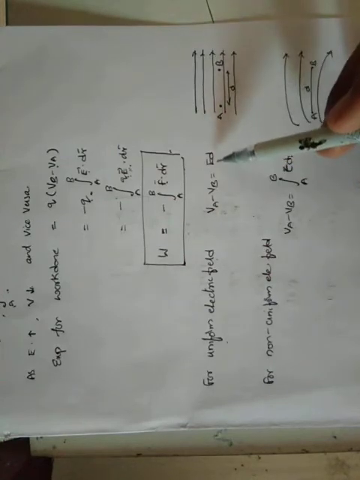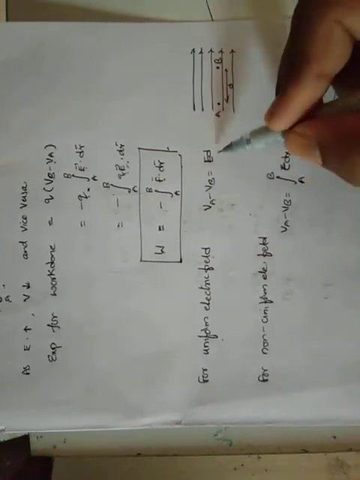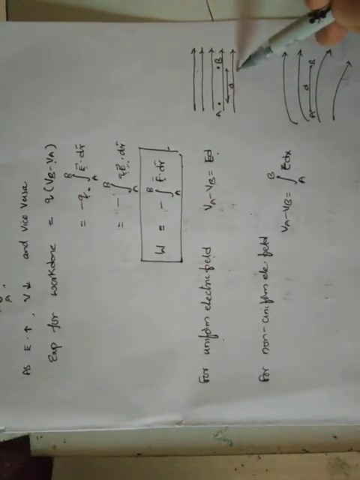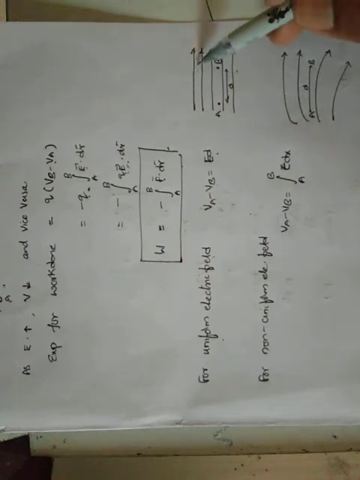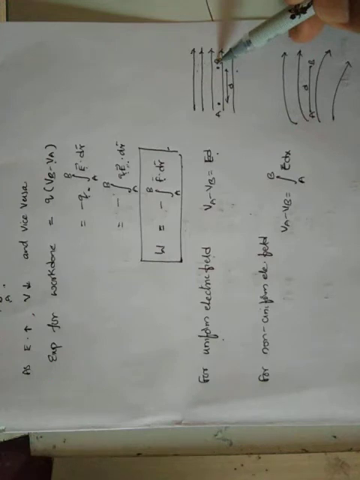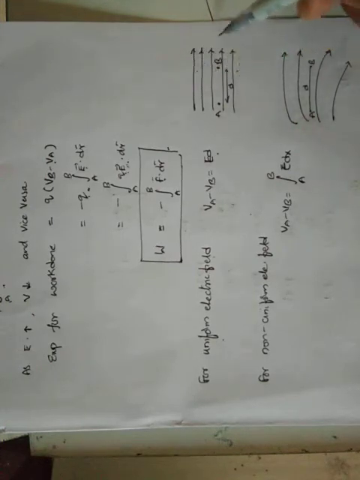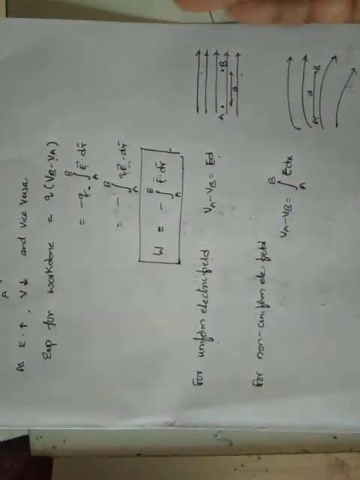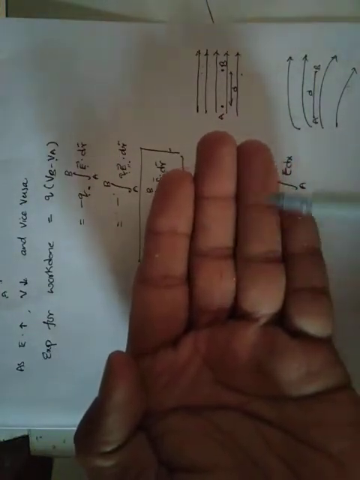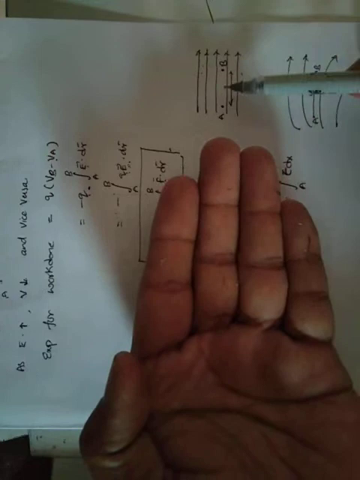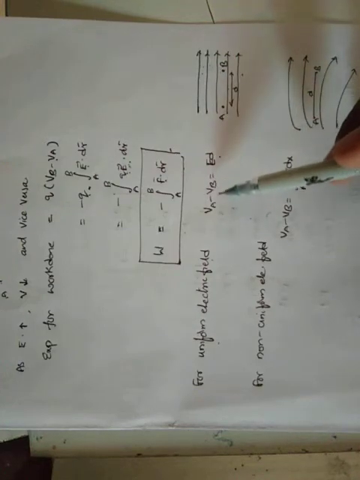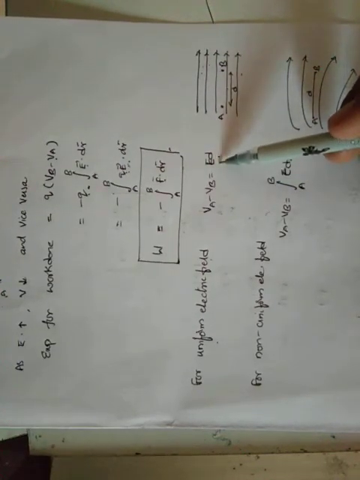For a uniform electric field, VA minus VB is equal to E times d. The uniform electric field can be represented like this, which means everywhere the field intensity is the same. These field lines are due to a charge somewhere over here, and all the field lines are in the same direction with the same intensity everywhere. For this, the potential difference is VA minus VB equals E d.